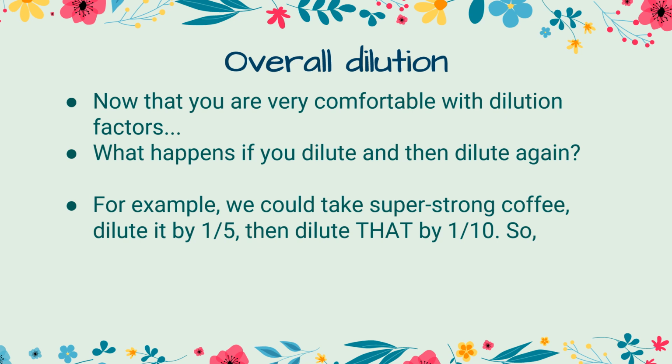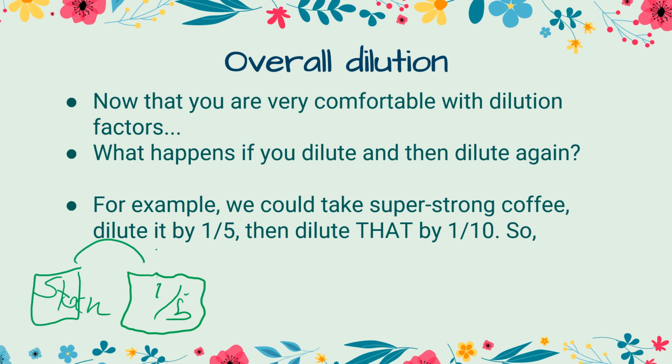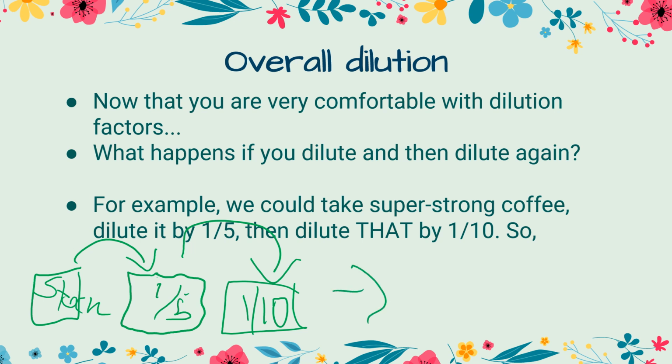So it would look like this: I've got my pot of coffee here. I have a 1 to 5 dilution, and it came from my stock. Right? And I can do it again, and I would now be having a stepwise dilution. So my overall dilution here would be 1 over 50.